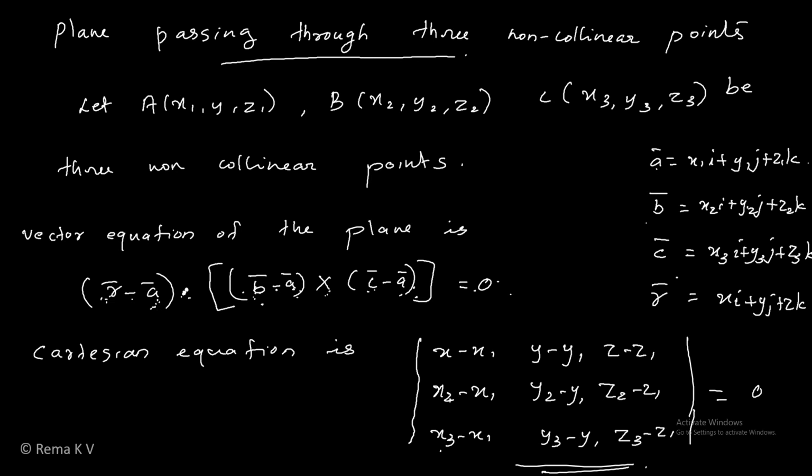Here is an order you have to remember: x minus x1, y minus y1, z minus z1, where x, y and z are the coordinates of an arbitrary point. x1, y1, z1, x2, y2, z2 and x3, y3, z3 are given to us. So this is equal to 0. Is this clear?